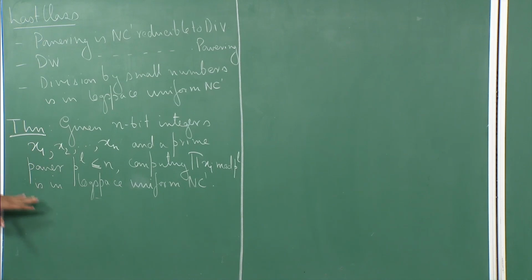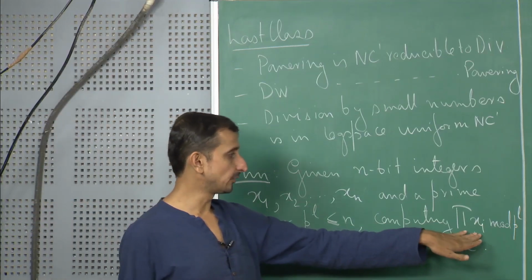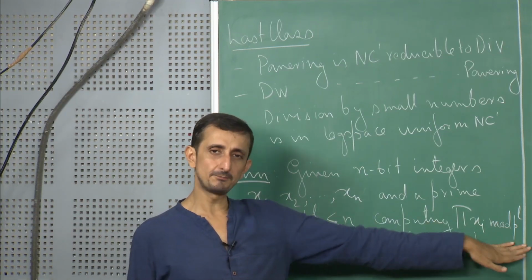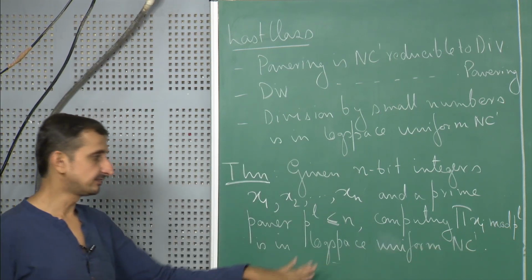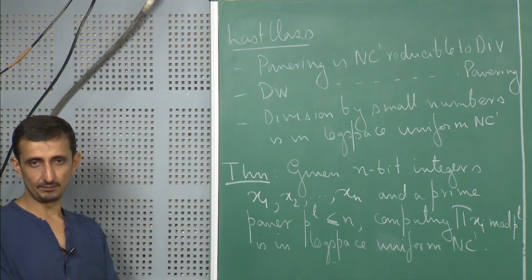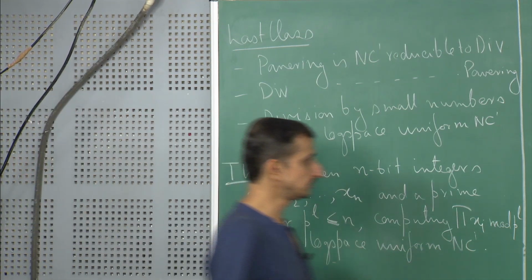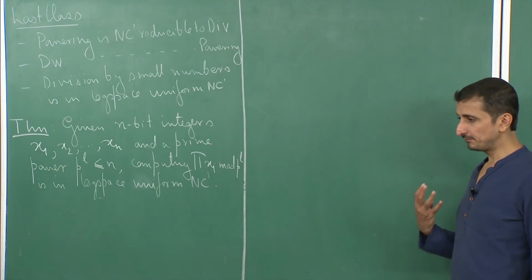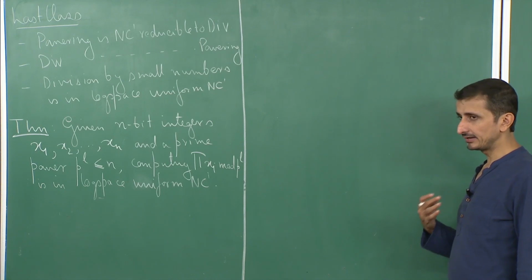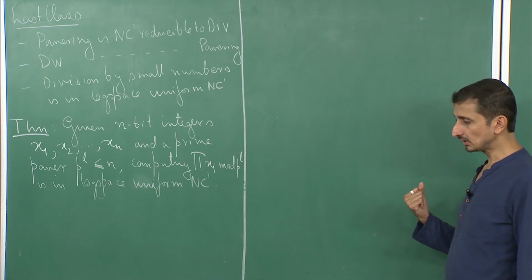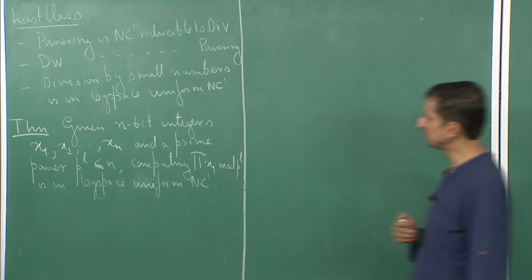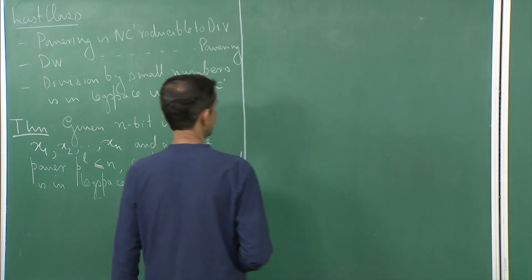So what we will start by showing today is that if I want to compute iterated product modulo some prime power, that I can do in NC1. So this is the first thing. Now to prove this, we will be actually working in this multiplicative group. Okay, so let me first state some facts from number theory.